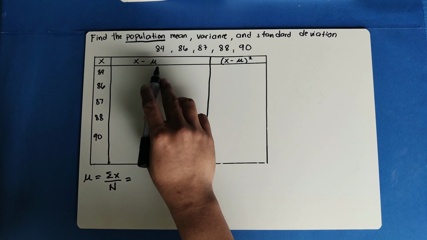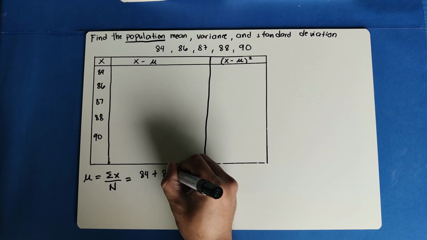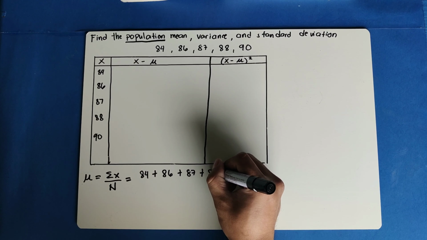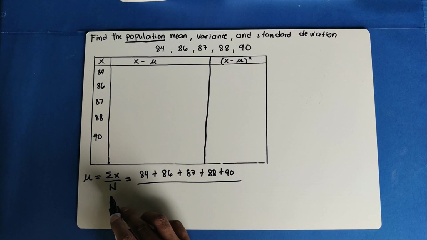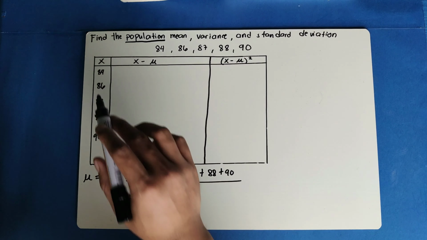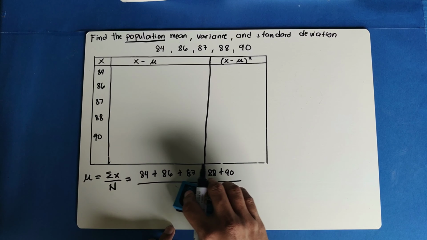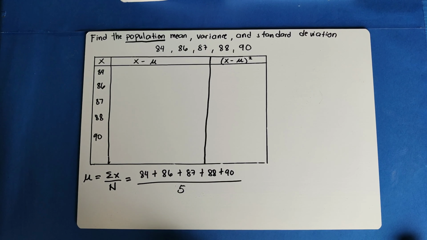So, our x are 84 plus 86 plus 87 plus 88 plus 90 all over n, which refers to the number of data. Okay, since we have 5 x's here, 1, 2, 3, 4, 5, so our n is 5, since we have 5 data in the given.